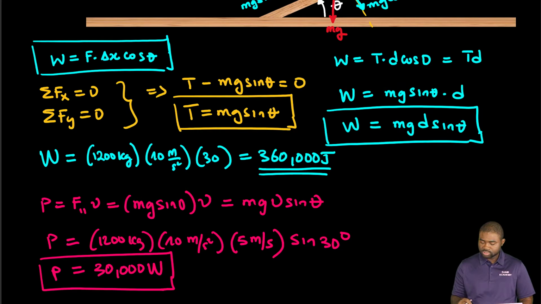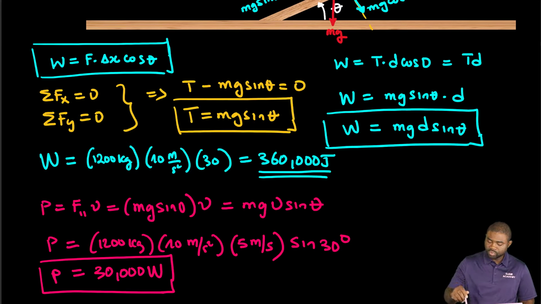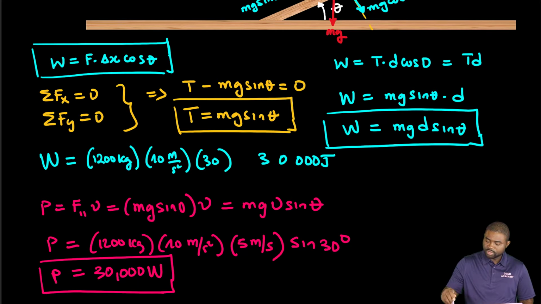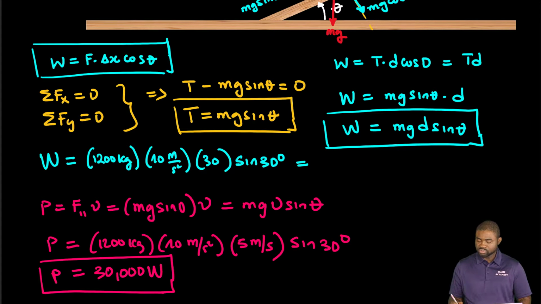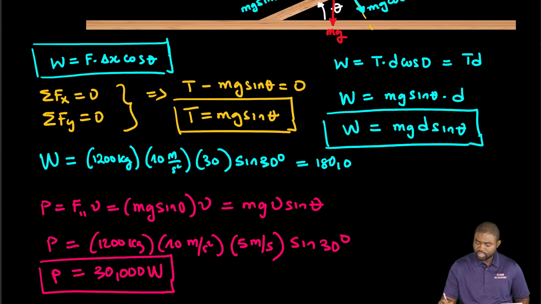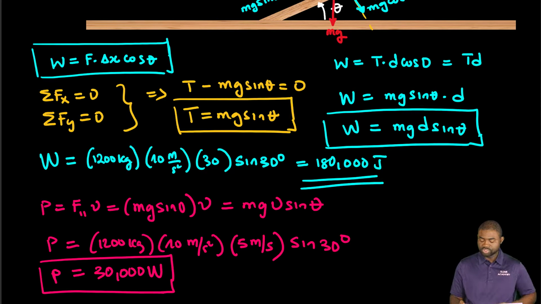Now, just as a correction, we omitted the sine of theta in the work calculation. So you have here the sine of 30 degrees. So this will be equal to 360,000 divided by 2, which is 180,000 joules. Now this is quite a beautiful problem.